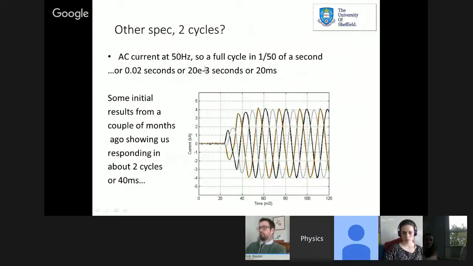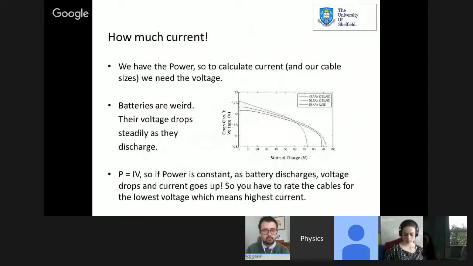So really 2 cycles, so we've got to go from 0 to hero, from here, up here somewhere, about here somewhere, in 40 milliseconds. And this was a result we got a couple of months ago, and it proved we can do it. It does do it. There's a couple of other issues why it doesn't do it all the time, and that's called research. But it does do it.